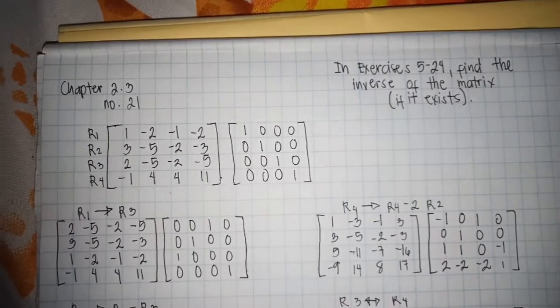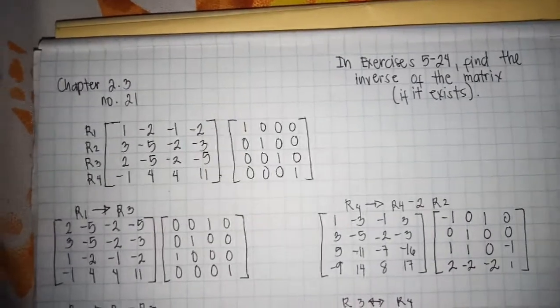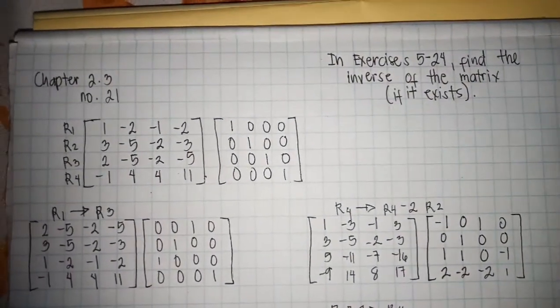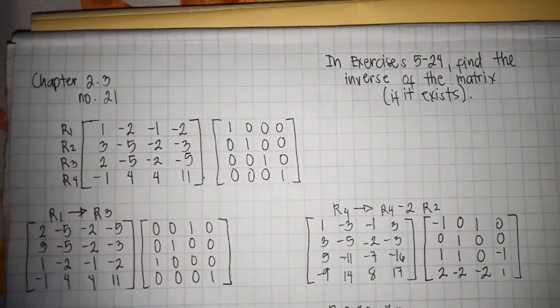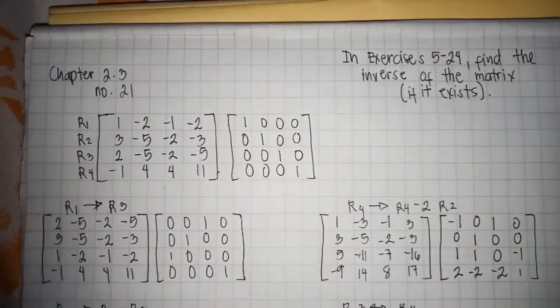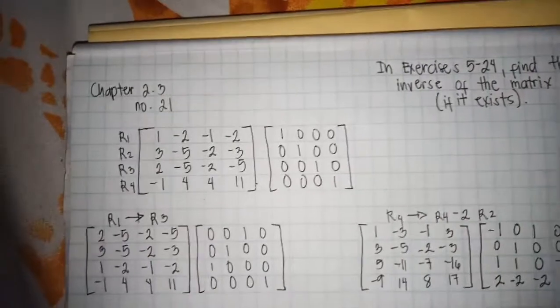So I'm going to discuss chapter 2.3 number 21. In this exercise, 5 to 24, find the inverse of the matrix if it exists.